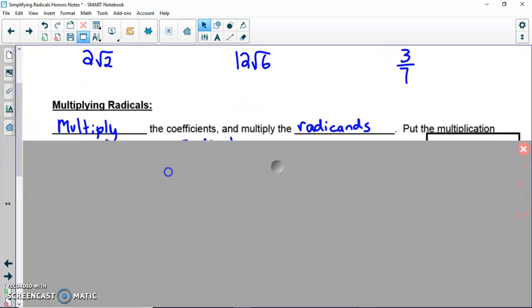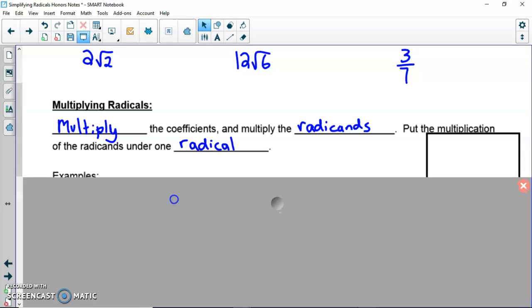First off, we're going to look at multiplying radicals, and this is a fairly easy operation we can do. When you multiply radicals, you multiply the coefficients and you multiply the radicands. Put the multiplication of the radicals underneath one radical.